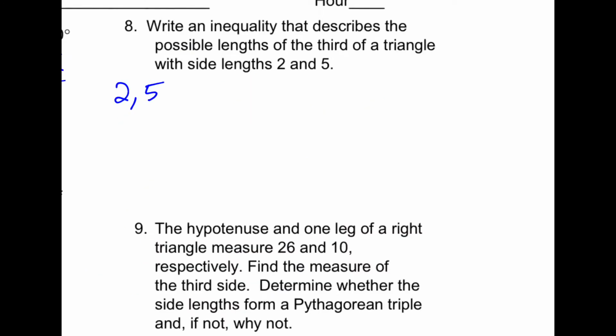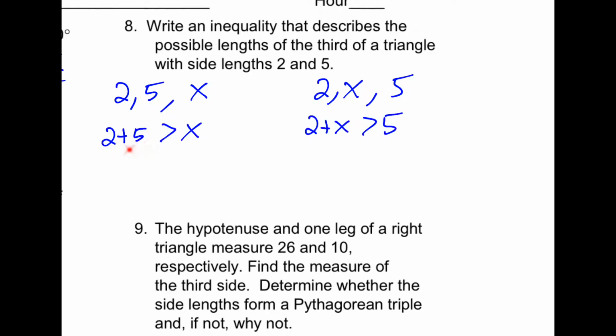Number 8, there are two possibilities. There are side lengths 2 and 5, and then a third one that's the biggest of the three. Or there's a possibility that we have 2 and x, and 5 is the biggest of the three. So we do each inequality separately, and then we put them together. On the left, we write that 2 plus 5 has to be bigger than x, and over here, 2 plus x has to be bigger than 5. So x is less than 7, but greater than 3.